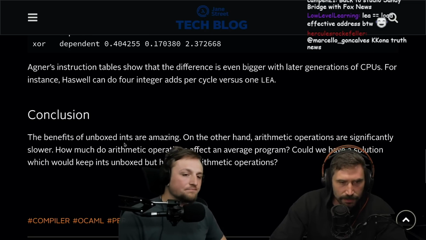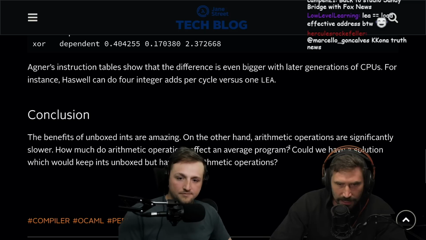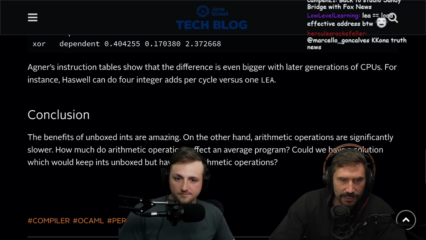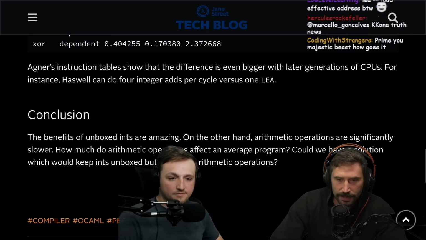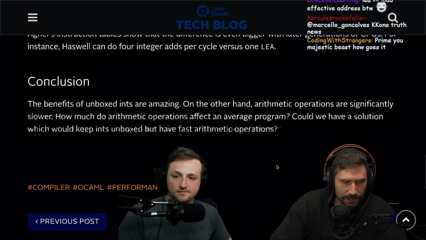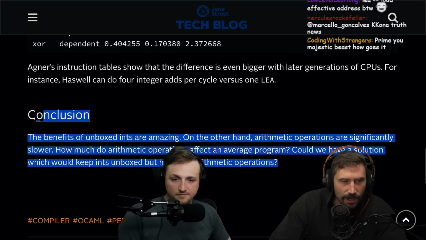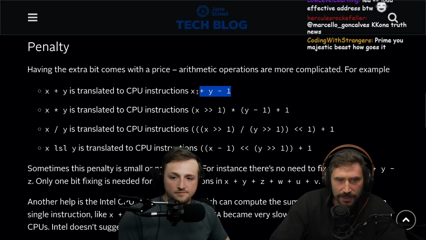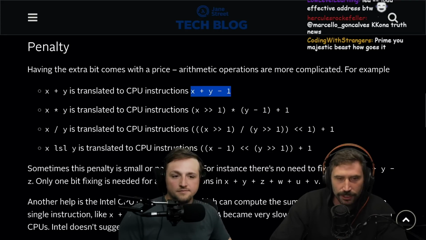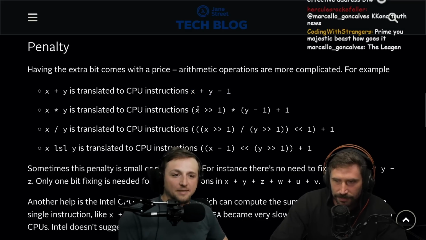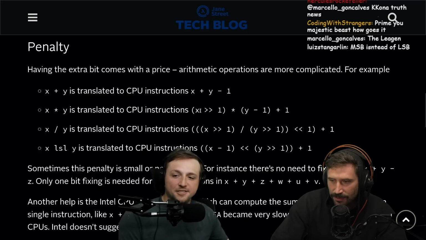Conclusion. The benefits of unboxed ints are amazing. On the other hand, arithmetic operations are significantly slower. How much do arithmetic operations affect the average program? Could we have a solution that would keep int unboxed to have the fastest arithmetic operation? Well, one thing that they're not talking about in here is if they didn't do it this way, you still would have to go fetch, you'd have to follow a pointer to the value. Yes, they only mentioned it casually, but that's the point.